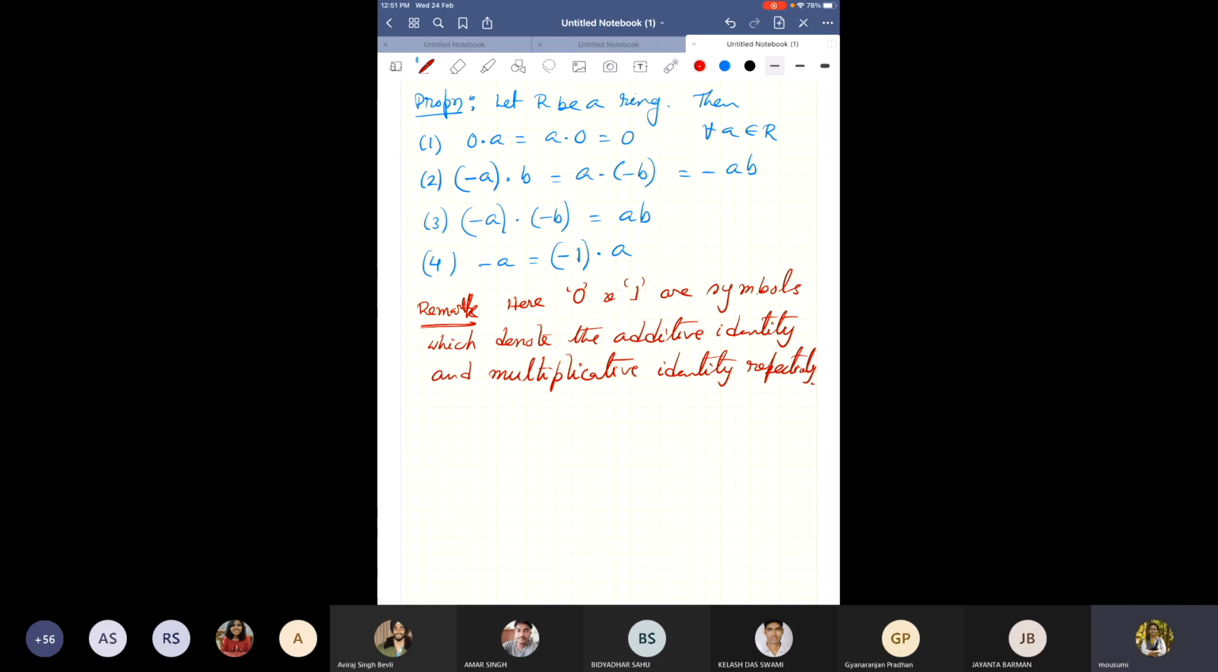Is this clear? Don't think that this 0 is the number 0 or this 1 is the number 1. They are symbols to denote, for example, if I consider the ring of matrices, this 0 denotes the zero matrix where all the rows and columns are 0. And there, this 1 denotes the identity matrix, that is, all the diagonals are 1 and the remaining are 0. So these 0 and 1 are just symbols to denote the additive and multiplicative identity of any abstract ring. Is it clear?